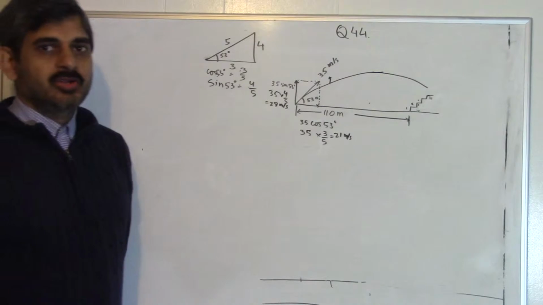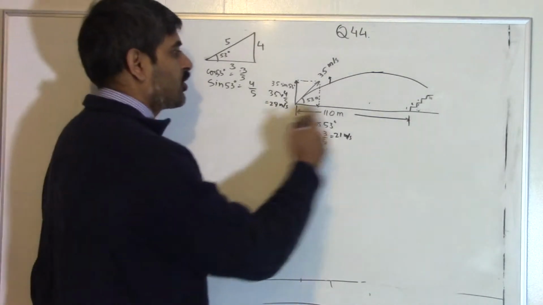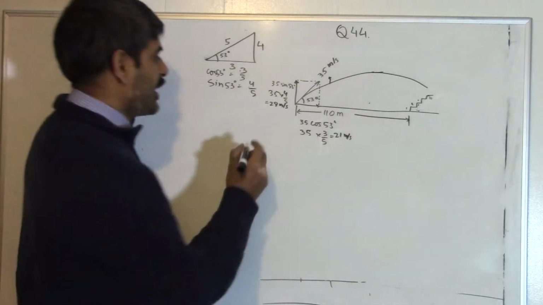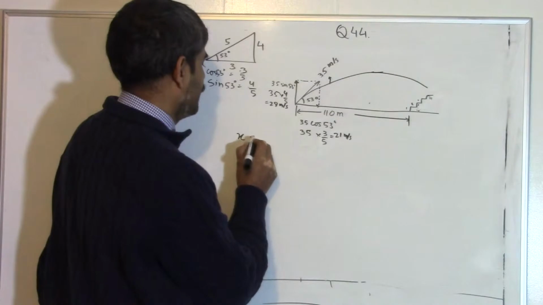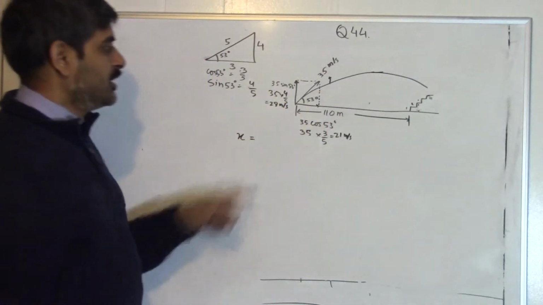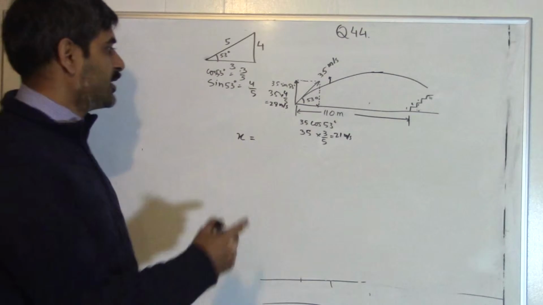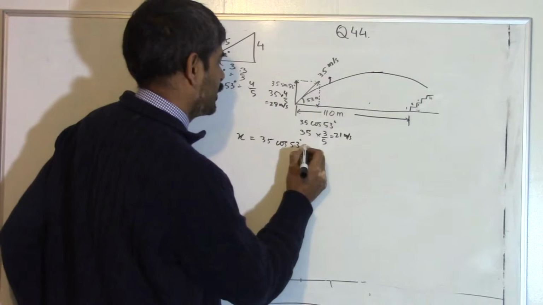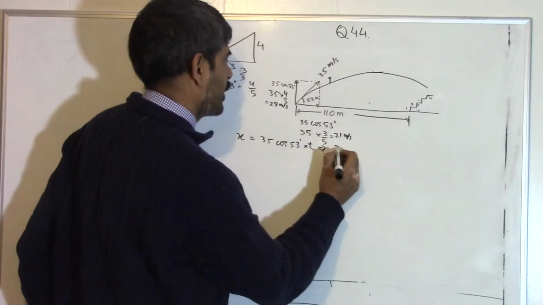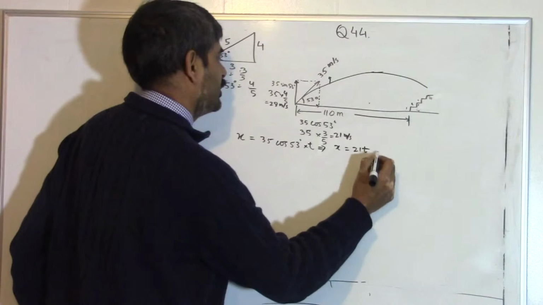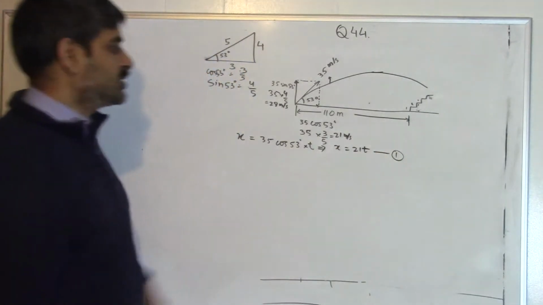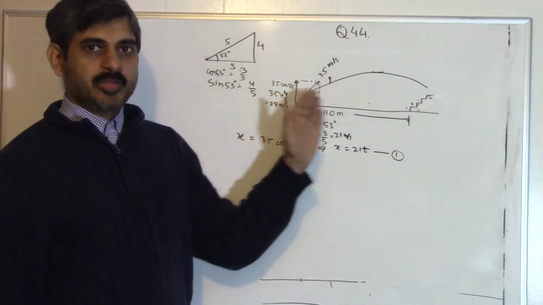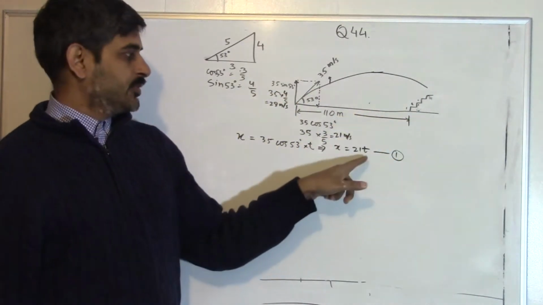Now we get two equations from these. In the horizontal, if there is a displacement x in time t, then this horizontal displacement is given by the horizontal velocity u cos theta multiplied by t, 35 cos 53 degree multiplied by the time t, or we can also write it as x is equal to 21t. This is our equation number 1. This is the equation which represents the displacement in the x direction with time.